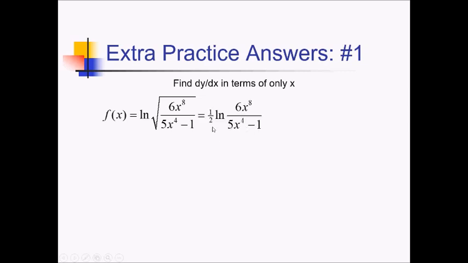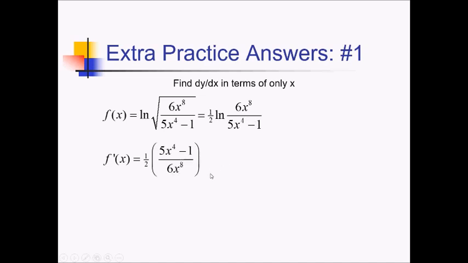And now we're going to actually take the derivative. So we're going to have 1/2 times, and now let's see here, we have ln of something. Well, the derivative of ln of something is going to be the reciprocal of something, or 1 over something. Rather than writing 1 over all this craziness, I'm just going to flip it upside down because that's really the same thing. So I'm going to have 1/2 times all of this upside down, 5x to the 4th minus 1 over 6x to the 8th.